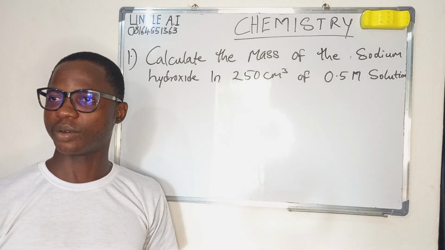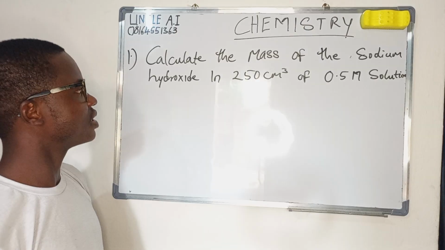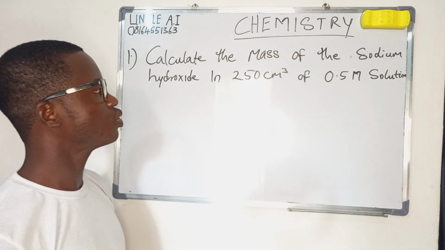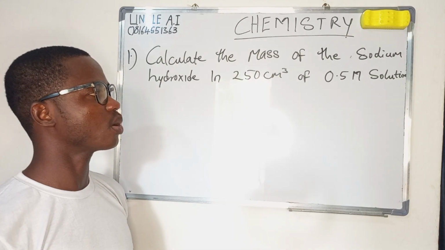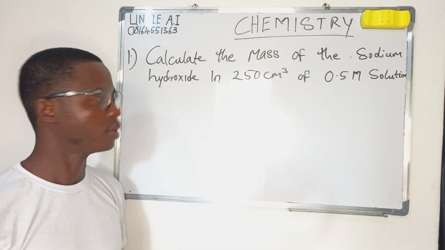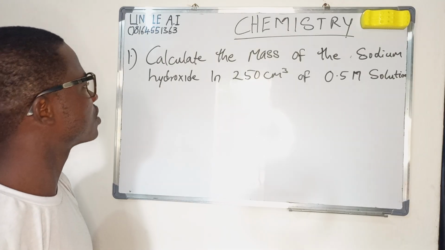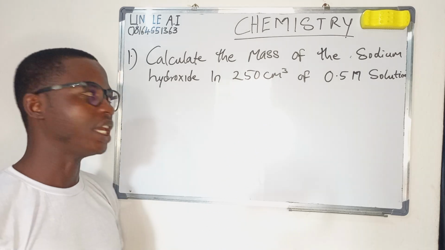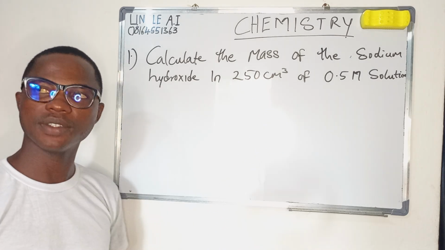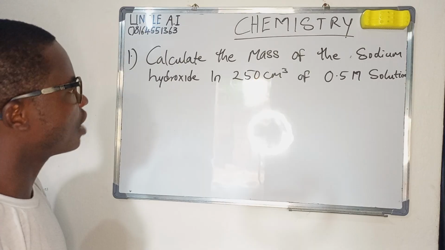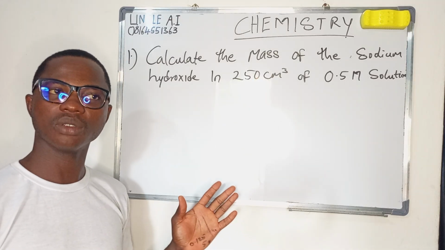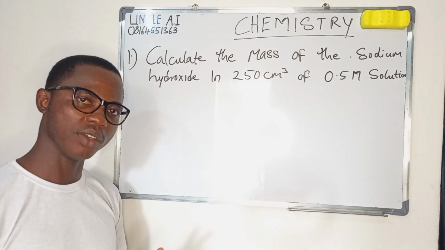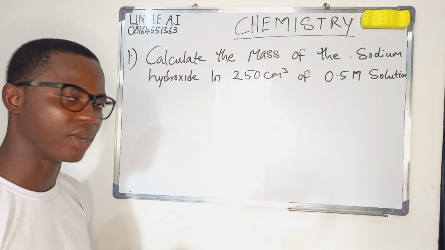This morning we'll have a question at hand, and the question says calculate the mass of the sodium hydroxide in 250 centimeter cube of 0.5 molar solution. Here we are expected to calculate the mass of sodium hydroxide with a concentration of 0.5 in 250 centimeter cube volume. Now you can solve this question in various methods, but here I will teach you only two methods you can use to solve the same question and get the same answer.